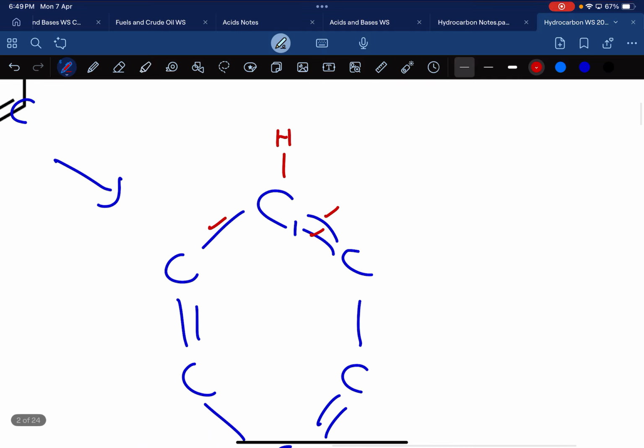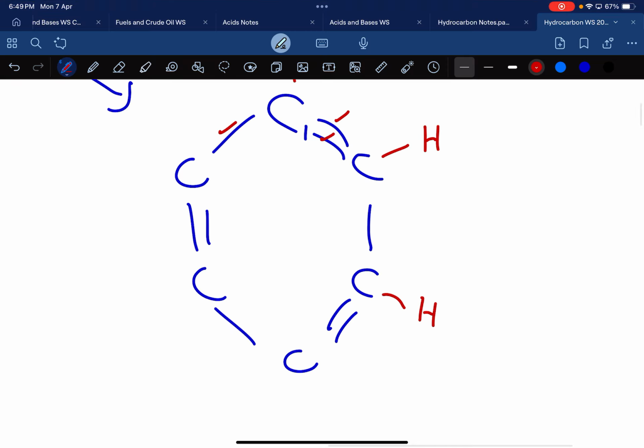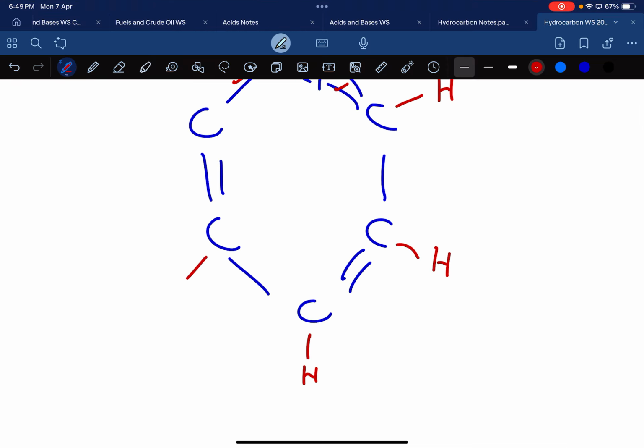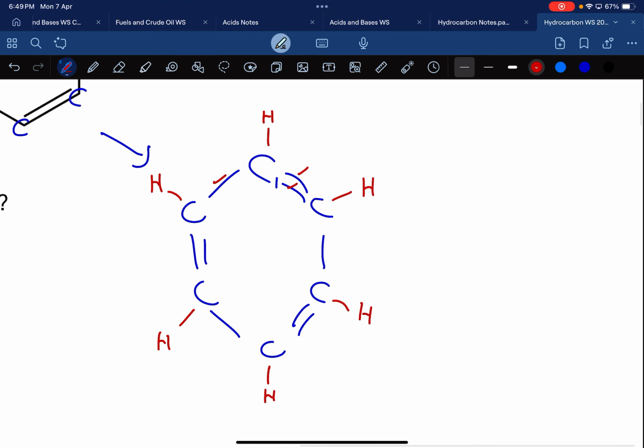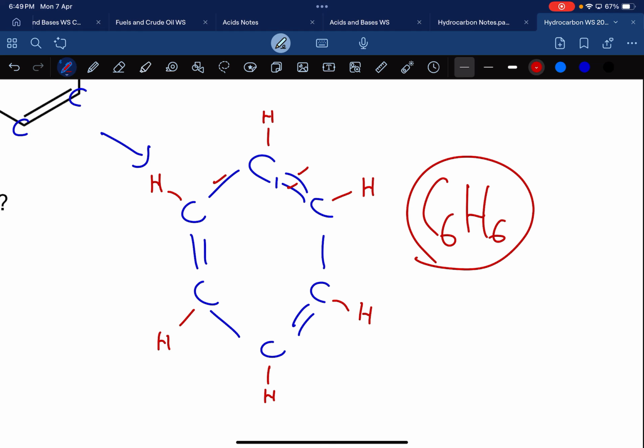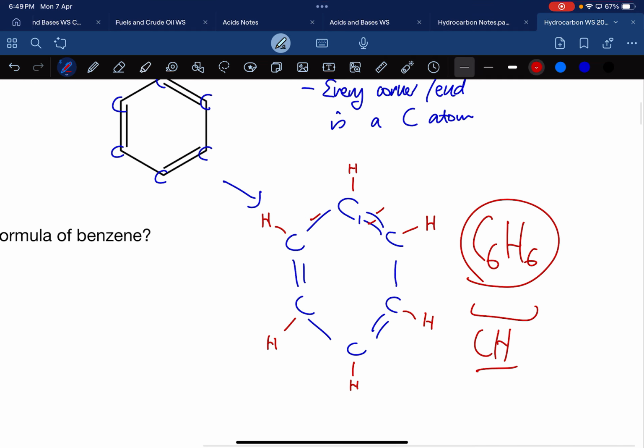Each of them, you realize all of them have 3. So you have 1 hydrogen here, 1 here, 1 here, 1 here, and 1 here. AKA, benzene is like this. Which simplified is CH.